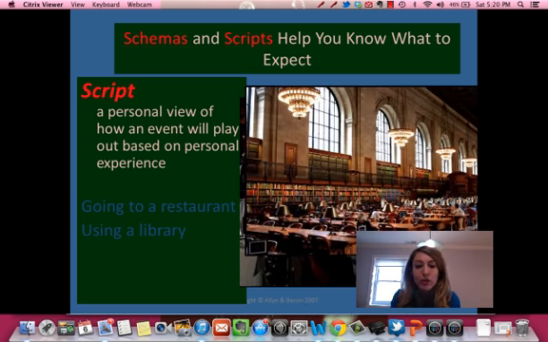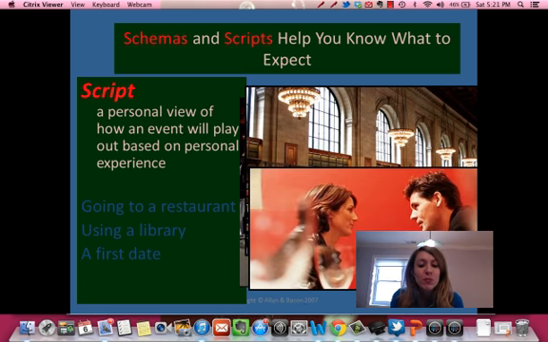Using a library, right? There's a script for how to do that. What's the appropriate noise volume? How do you check out a book? Those kinds of things. And it's generally always the same. You never have to worry about it. A first date, right? There's a script for what's important to talk about on a first date and what's okay and not okay. What's appropriate and inappropriate to say or to ask about. And there's a way that it goes, right? A guy might pick a girl up, they might meet somewhere, then he might open the door, they might sit down. There's a process to these things, right?